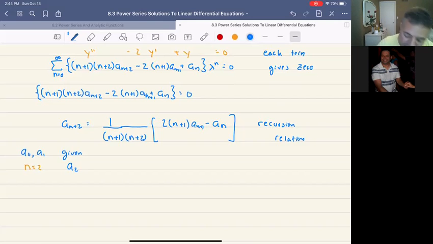So n equals, and I did it wrong. A sub 2 is, of course, n equals 0. So that's going to equal 1 over 2 times 2 a sub 1 minus a sub 0. That's going to be a sub 1 minus 1/2 a sub 0. So that's a sub 2.